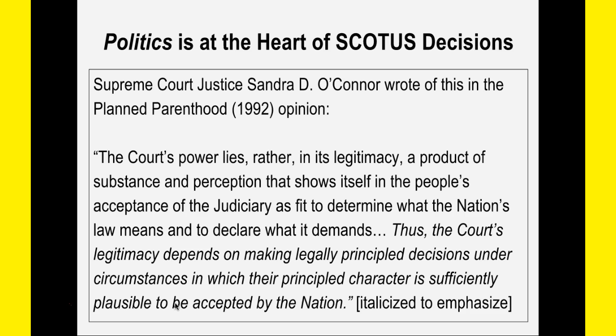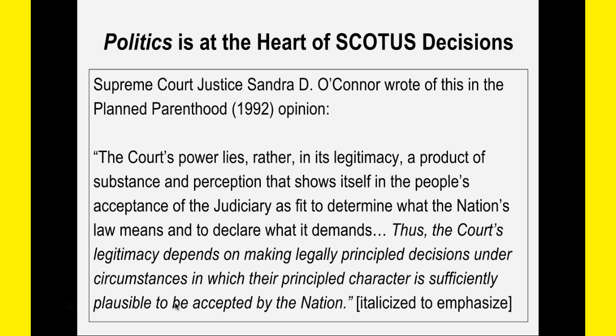The court is going to make tough decisions. They might make decisions that many people don't like. But if you pay attention to this, it's very interesting. If the Supreme Court makes a decision that nearly everybody doesn't like, will people follow it? Will people give the court legitimacy? And that's what Sandra Day O'Connor is talking about here.